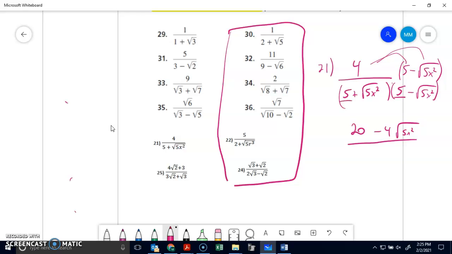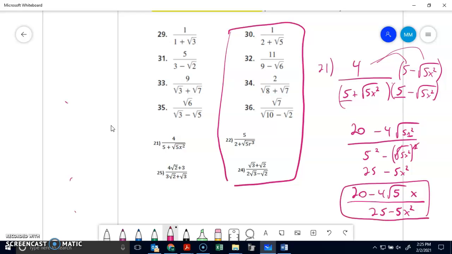Down here I have 5 squared, a squared, minus b squared, the square root of 5x squared, squared. Again, we know that the square root is just going to cancel out there. So my denominator becomes 25 minus 5x squared. So what I have is 20 minus 4 square roots of 5. Now that x squared, I can take the square root of that, it just becomes x. So there's a little simplifying to do. Over 25 minus 5x squared. There's really nothing else I can do to simplify.